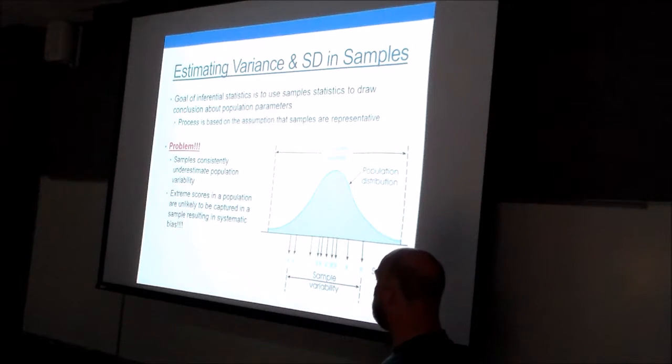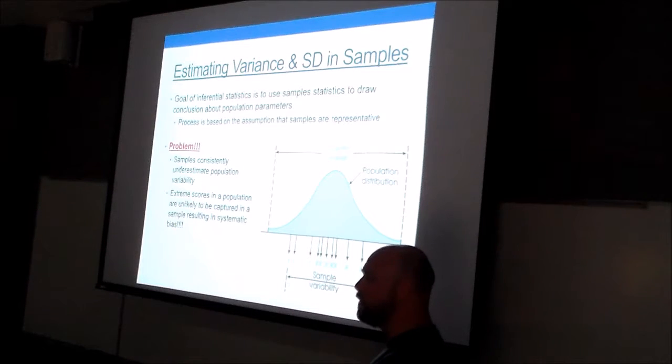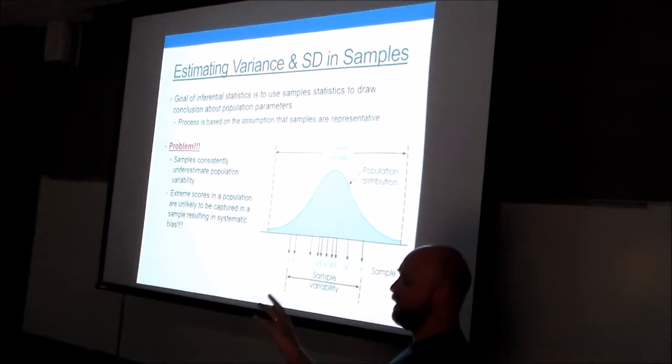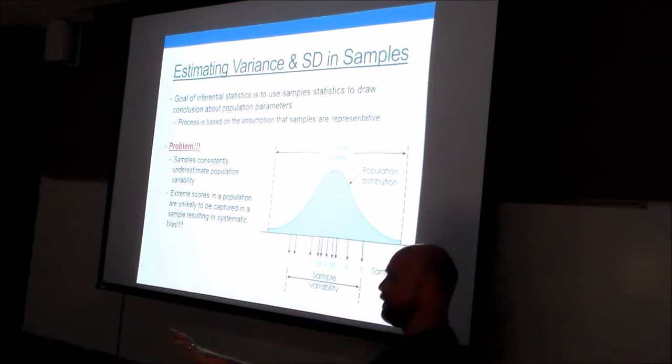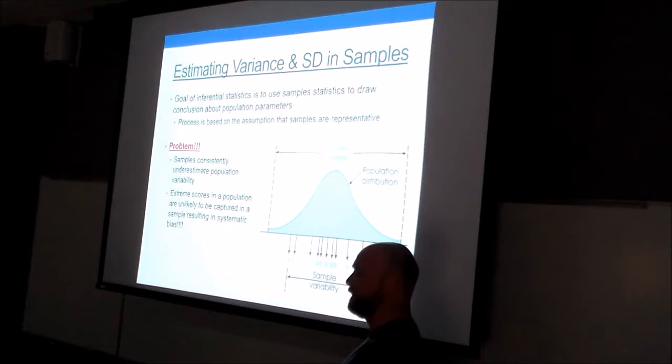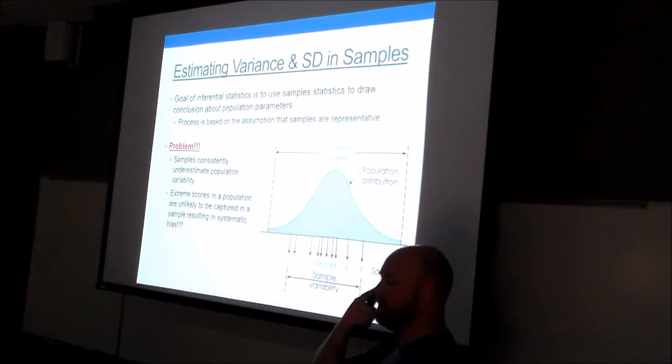Okay. Do people see conceptually what's going on, and why, if we're calculating variance based on a sample using our population formula, we're going to systematically underestimate variability in the population? Does it make some sense?